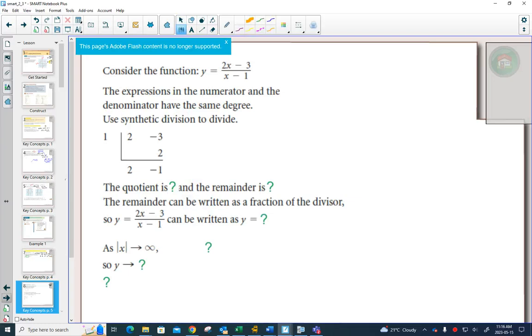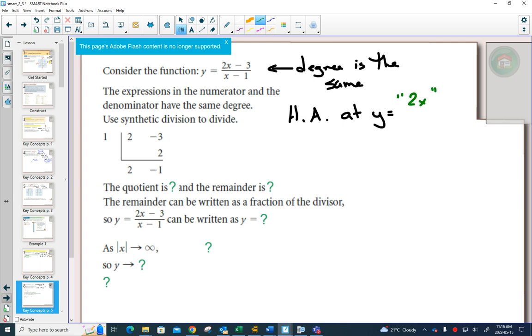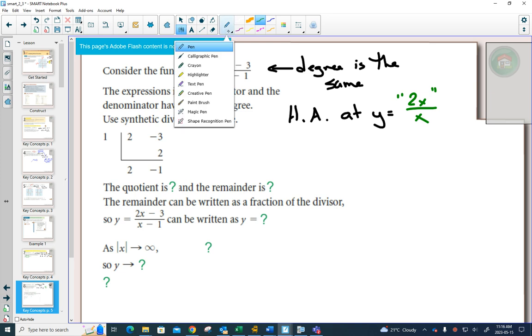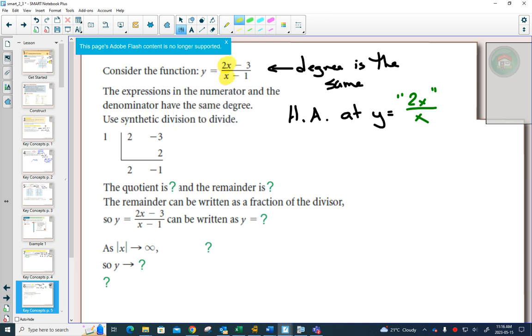Secondly, if the degree is the same in your numerator and your denominator, then you will have a horizontal asymptote at y equals, and I'm going to put this in quotation marks because it's only for this example. You look at the highest degree. In this case, we had a 2x on the top and an x on the bottom. So in our example, it would be at y equals 2.